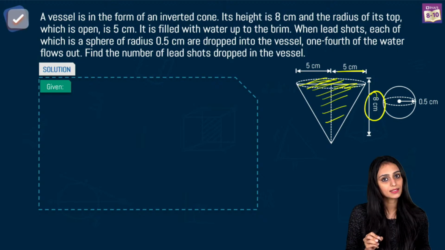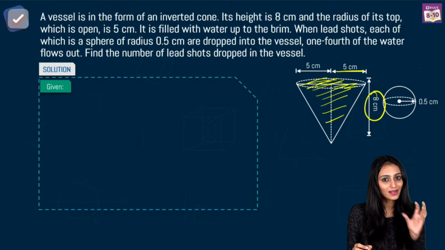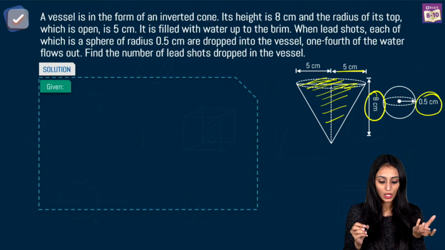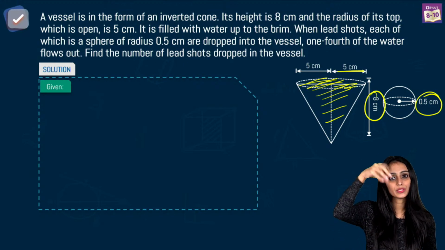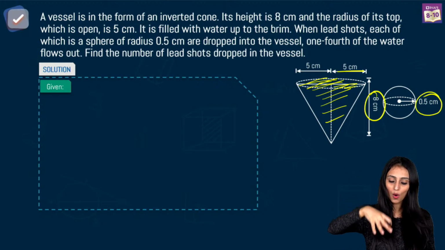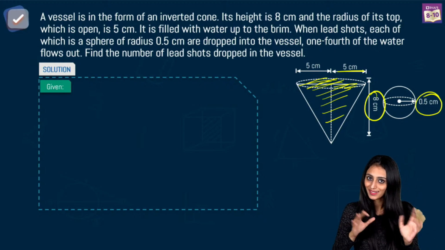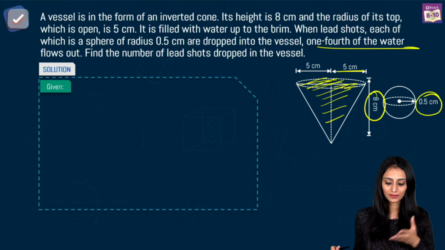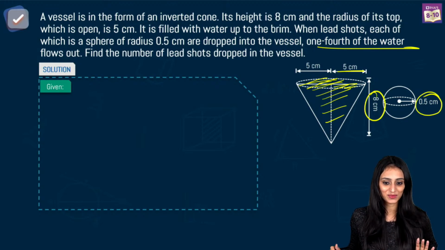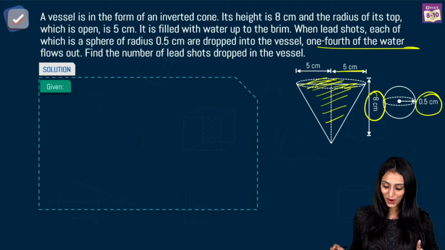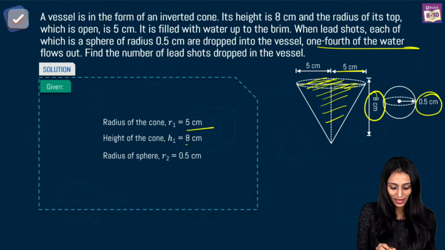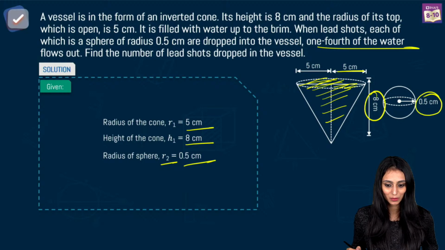Now, lead shots, they are spherical in shape. They have a radius of 0.5 centimeter. So, when lead shots are dropped into this vessel, obviously some water will flow out. So, the question says 1/4 of the water flows out. You must have done this kind of activity so many times, I'm sure. Okay. So, let's say radius of the cone r1 is 5 centimeter, height h1 of the cone is 8 centimeter, radius of sphere r2 is 0.5 centimeter.